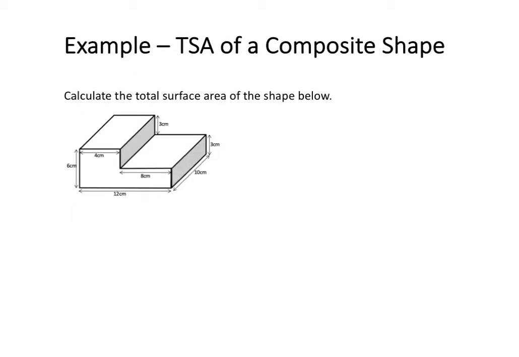So in this example, we want to find the total surface area of the composite shape. Now, to find the total surface area of this composite shape, the easiest way would be to break the shape into two smaller shapes, and we can break it into two rectangular prisms by splitting it down the middle. This will allow us to find the total surface area of each separate rectangular prism and then add them together. So let's have a look at how we can do this.